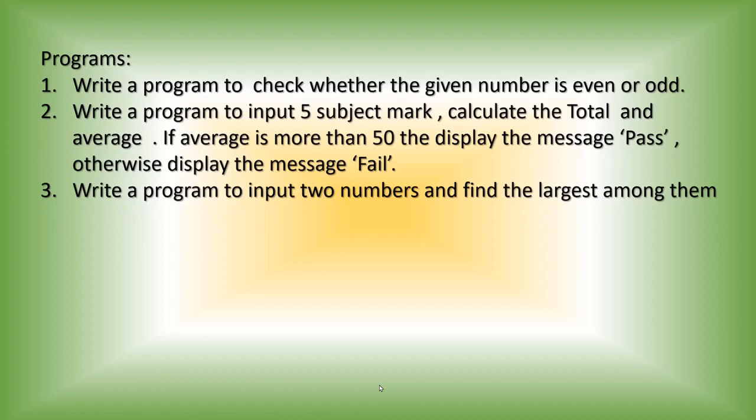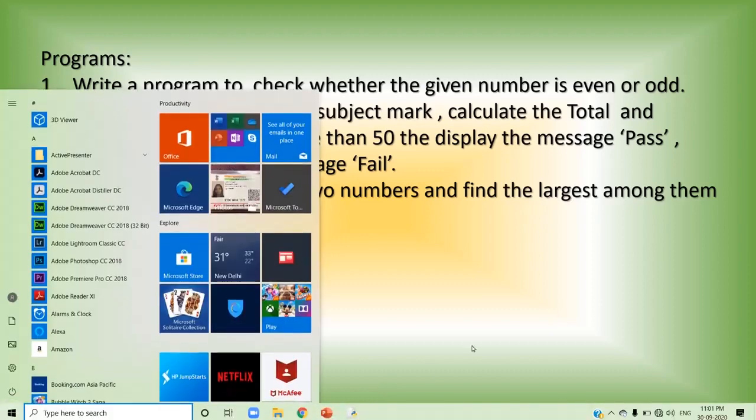We did the same program. Here, the only change is if the average is greater than 50, you have to say the message pass. Otherwise, you have to say the message fail. So two different messages in two different cases. That is the only difference. You can try that out also.